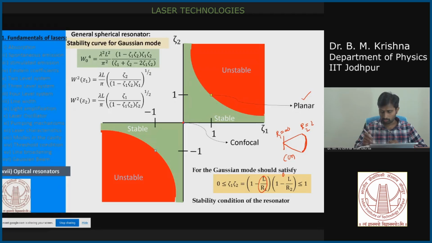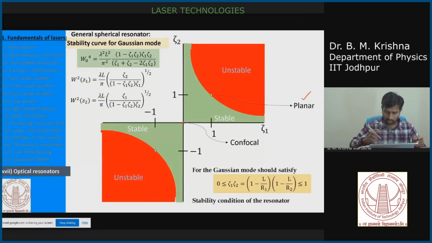Now if it is a confocal condition, your beam has a shared focus. If you see, the focus will be at this mirror, and for this mirror the focus is also at this point. So that is a shared focus between these two mirrors. That is our confocal condition for both configurations. In any configuration, if we get our zeta 1 and zeta 2 equal to 0, that is our confocal condition. That means the focus is shared by the two mirrors.